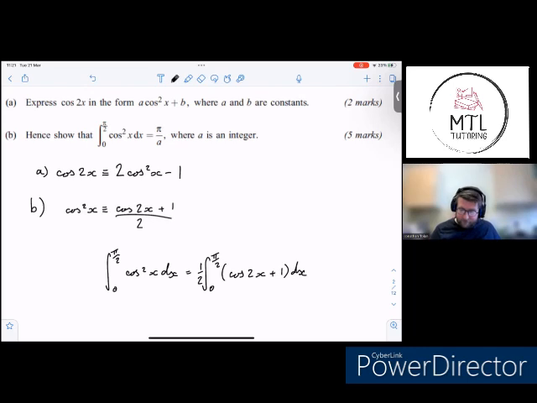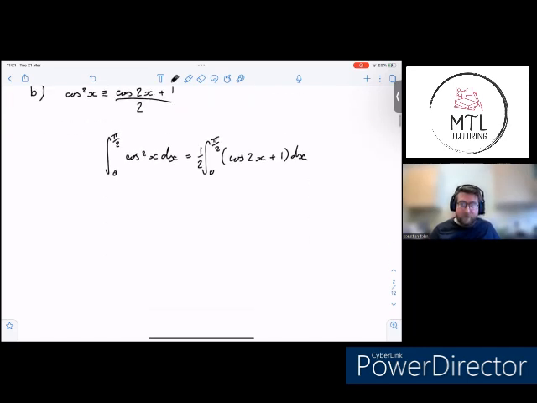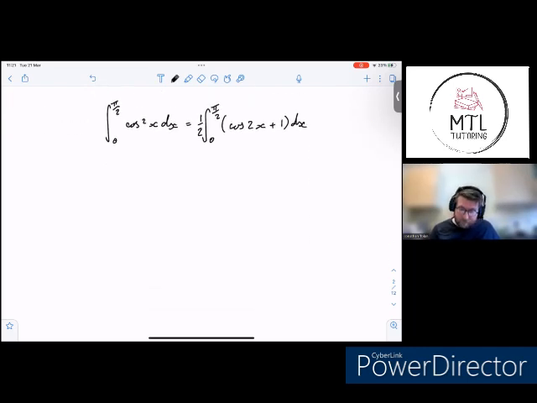Okay, so to get the actual value for this, let's integrate. Cos 2x becomes sine 2x divided by 2, and 1 becomes x. And that's between 0 and pi over 2.